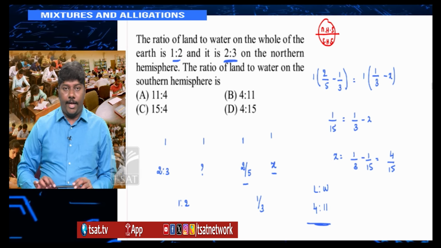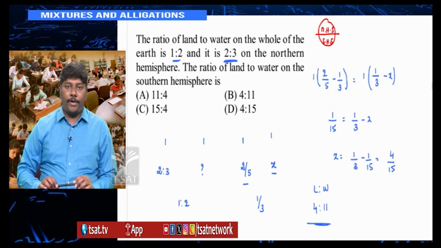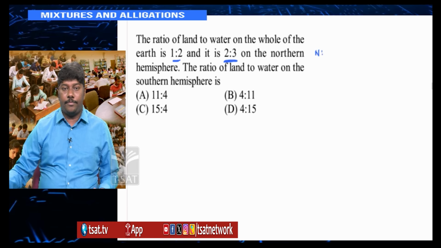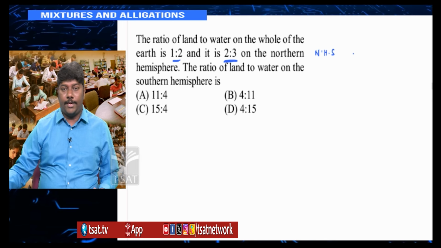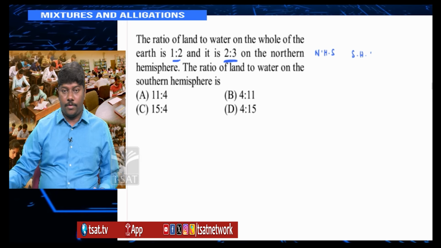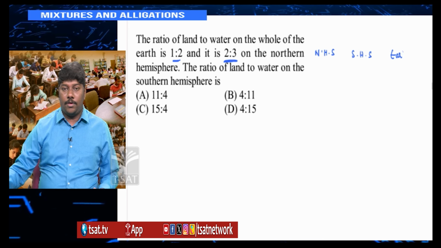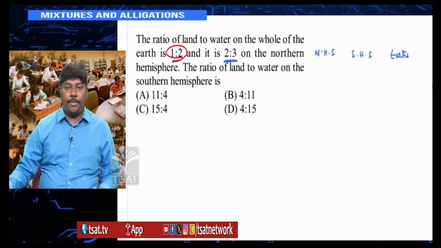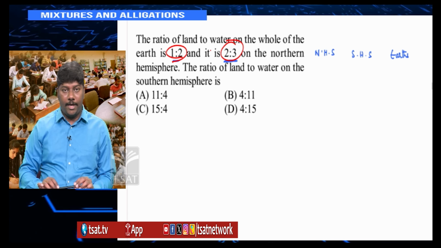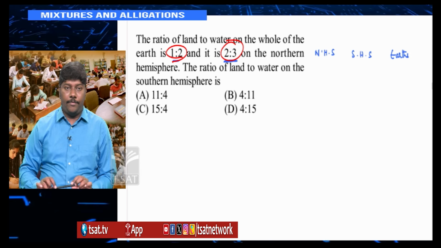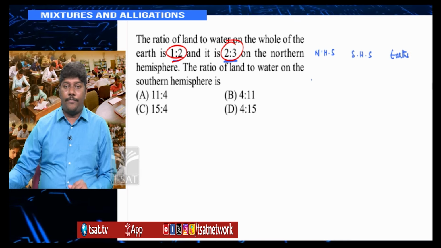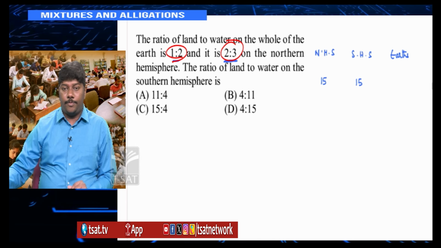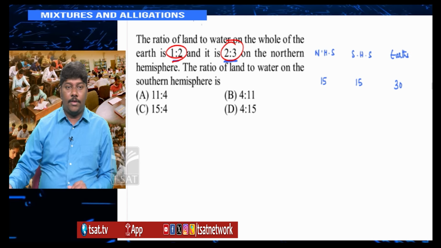Here I am finding A2. Another way of finding A2 is by using values. I take the northern hemisphere, the southern hemisphere, and the whole earth. Assume values for the ratios. Look at the ratios given: 3 parts, 5 parts. Take any number which is a multiple of 3 and 5. A multiple of 3 and 5 is 15. I am taking there are 15 units of land in the northern hemisphere and southern hemisphere. On the whole of earth it is 30.